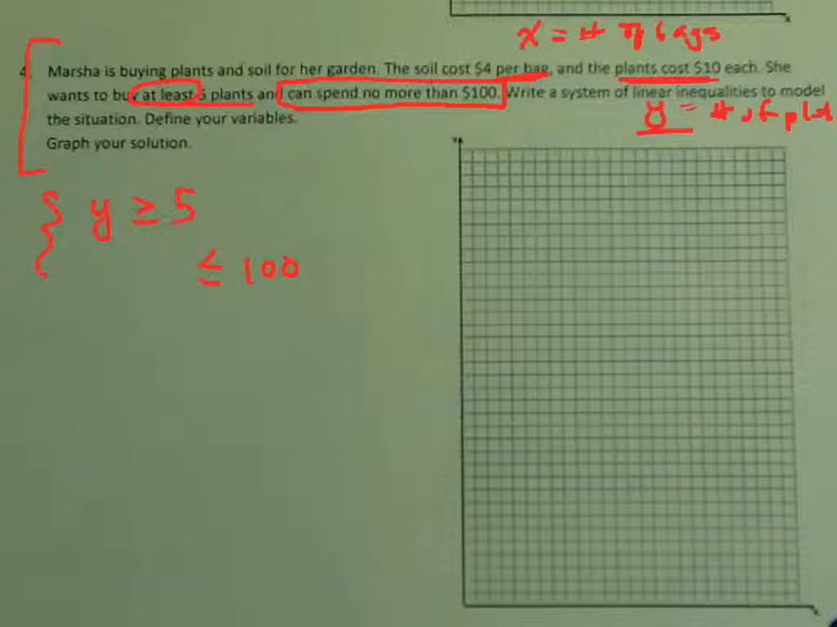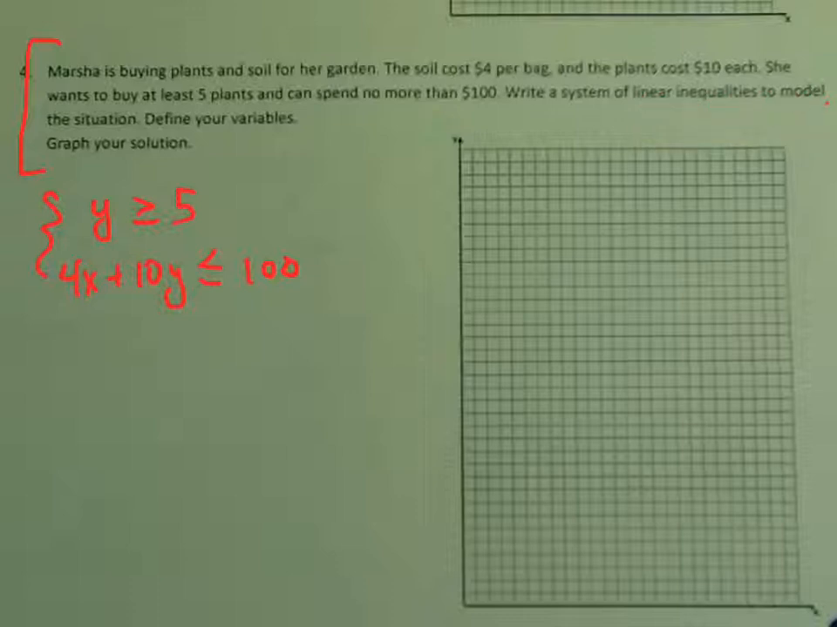You understand how I came up with that? And what's the cost? Well, it's 4 times X, because it's $4 per bag of soil, plus 10 times Y, because it's $10 for each plant. So there are my equations. Let's see if there are any other equations that I've missed. It says write a system of inequalities to model the situation, define your variables, and then graph the solution. So I defined my variables already.